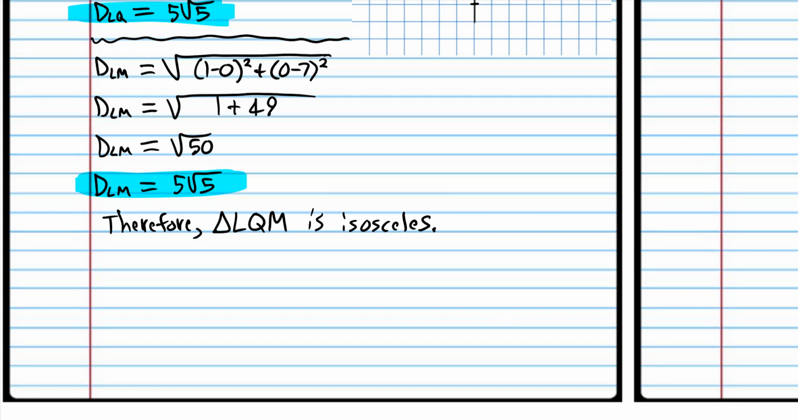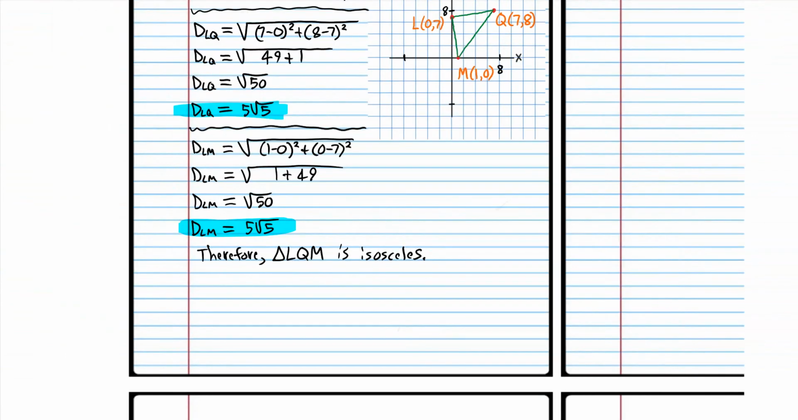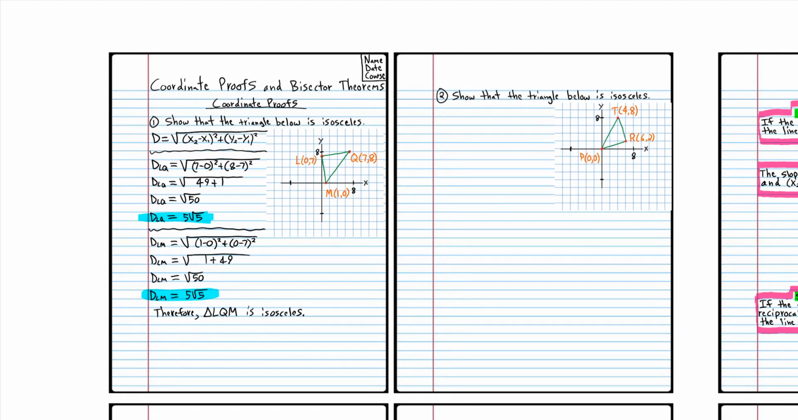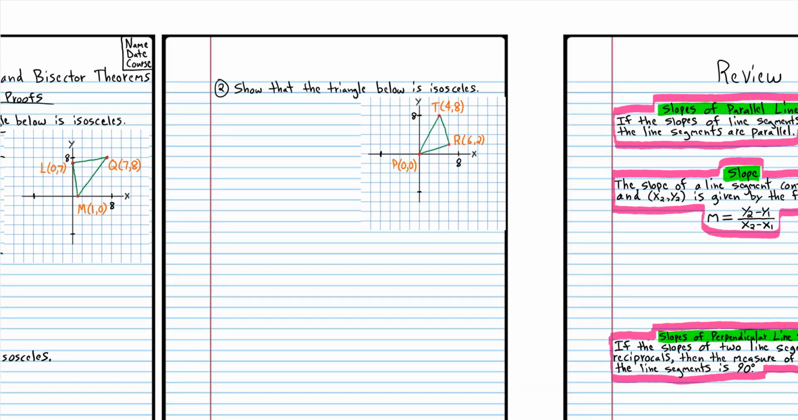You can think of isosceles as an adjective. All right, so as you can see, it's not too bad. We're just using the distance formula. So now it's time for you to try one of those problems.